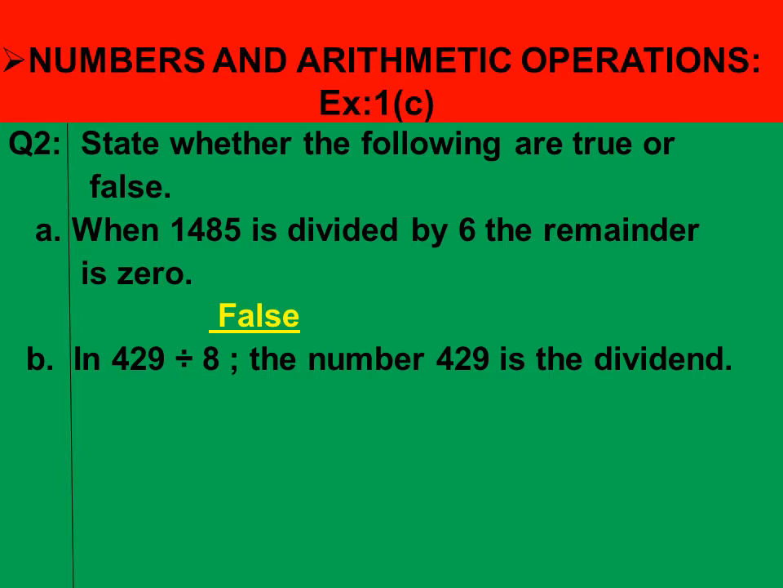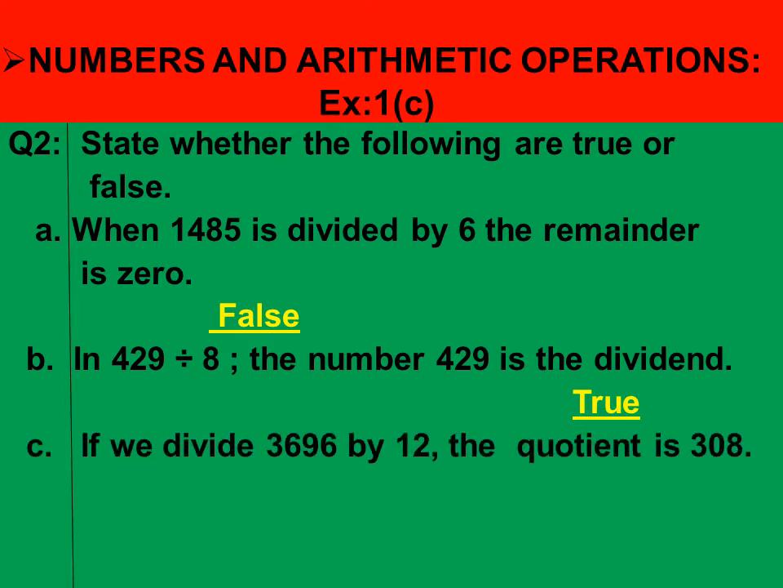In part B, the two numbers are given with division sign. The number 429 is the dividend. In this statement, when we observe the two given numbers, that is 429, and when we divide this number by 8, the statement says the number 429 is the dividend. Yes, the given statement is true. In the two numbers, 429 is the dividend. Now let's see part C.